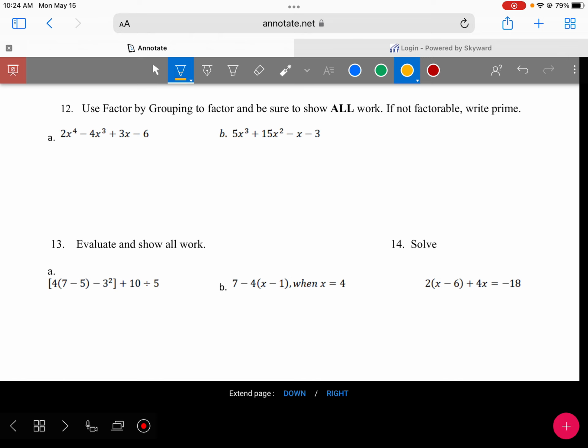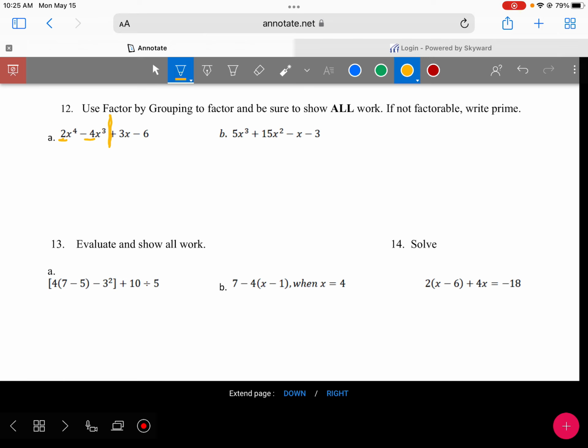So factor by grouping. If we have 2 terms and they are being subtracted, you should look at that as a difference of 2 squares. If we have 3 terms, you're probably looking at X box. If you have 4 or more, you're looking at factor by grouping. So we divide this into essentially 2 separate problems. You look at the first 2 and say, what is the greatest common factor of 2x to the 4th minus 4x to the 3rd? So look at the numbers first. You got a 2 and a negative 4. What's the greatest common factor?